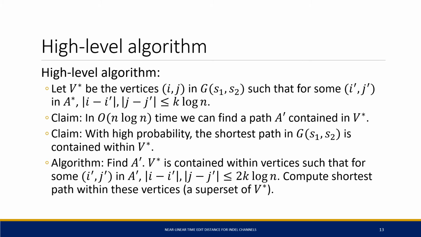So then our algorithm is basically just to find A prime. And then if we consider all the vertices within distance 2k log n of A prime, this will be a superset of V star, which means that the optimal alignment is contained within these vertices. And so we can just run the dynamic program on this set of vertices. And then this set of vertices will be of size n log n, so the entire thing will take n log n time.